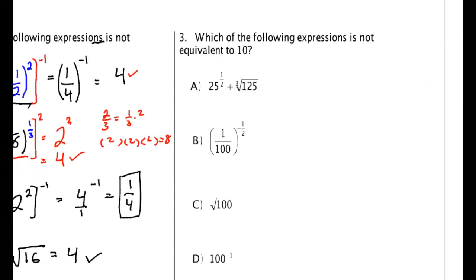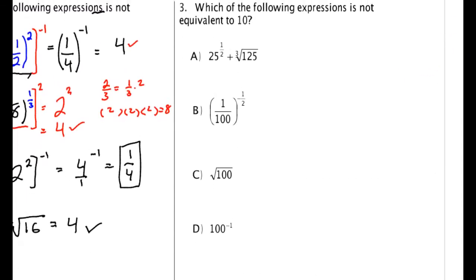Let's look at number 3. Which of the following expressions are not equivalent to 10? Let's see here. We have the square root of 25 and the cube root of 125. Okay. Square root of 25 is 5 because 5 times 5 is 25. Cube root of 125 is also 5 because 5 times 5 times 5 is 125. So 5 plus 5 equals 10, so that's equivalent to 10.